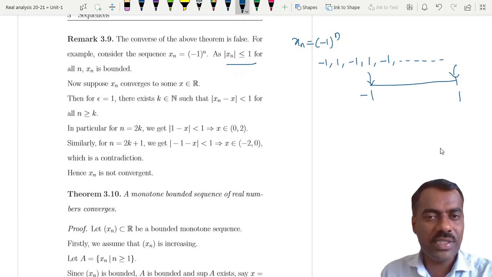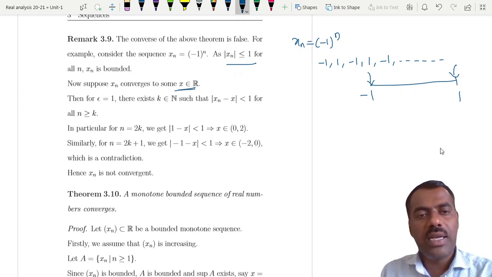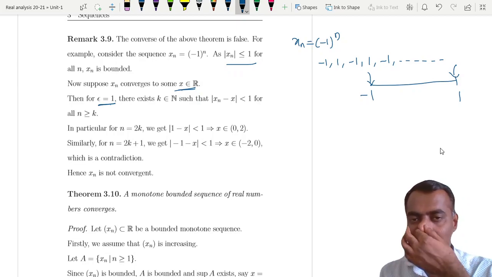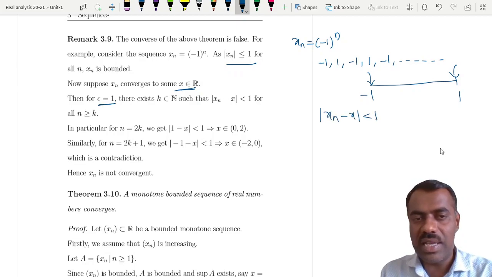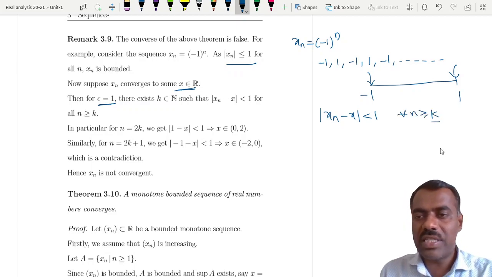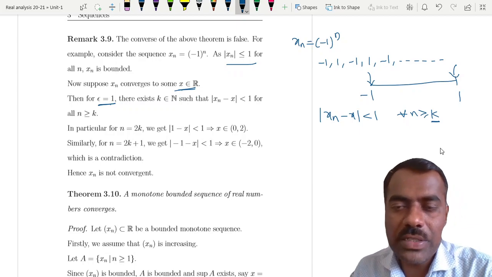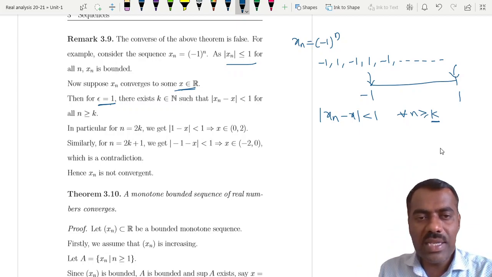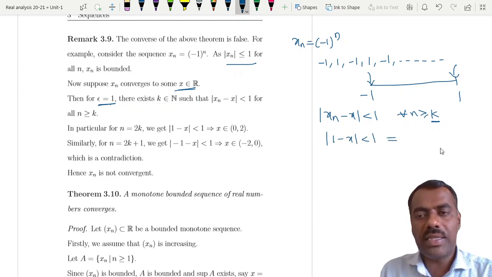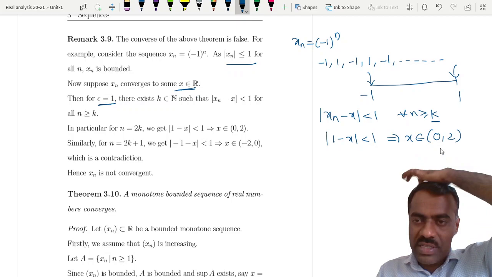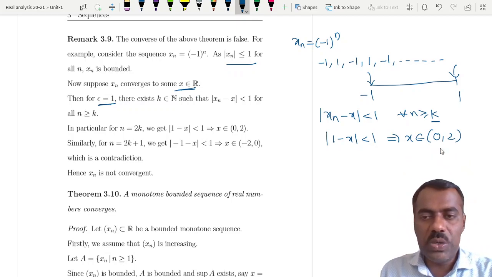Suppose we assume that it converges to some x, then in particular take epsilon equal to 1. For epsilon equal to 1, we have mod xn minus x less than 1. Our xn's are either 1 or minus 1. This should be true for all n greater than or equal to k, whatever stage k it may be. After that even numbers will be there, again odd numbers will be there. If you take n equal to 2k, which is bigger than k, at the even value you get mod 1 minus x less than 1, which is the same as saying that x is in the interval 0 to 2. So if this is convergent, x should be in the interval 0 comma 2.